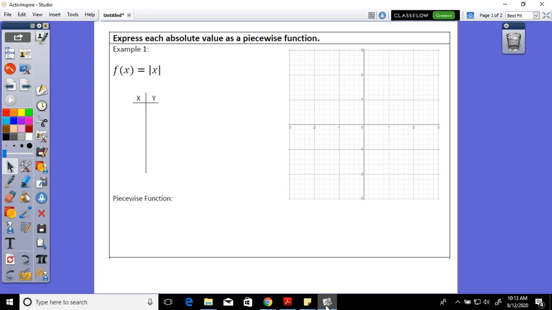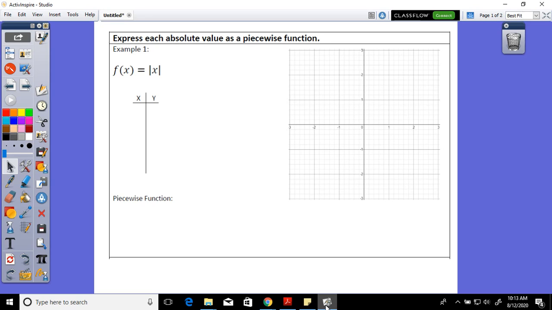Okay, so we are in video 2 from module 3.1. The first video from 3.1 was how to graph an absolute value function. This video is going to cover how to turn that absolute value function into a piecewise function. You covered piecewise functions in module 2, so we're just combining the two components together.